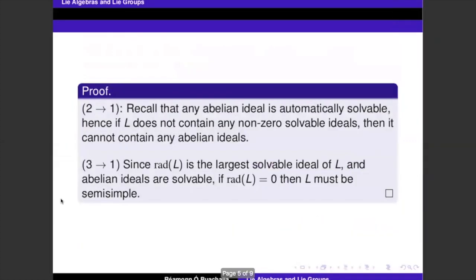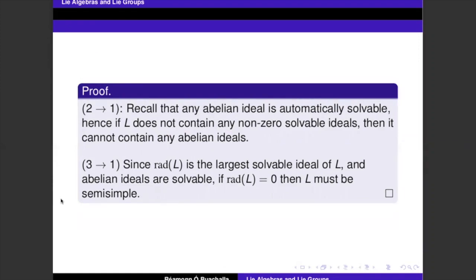And then the last one is actually clear. It's that the radical is the largest solvable ideal of L, and abelian ideals are solvable. So if the radical is 0, then L must be semisimple.